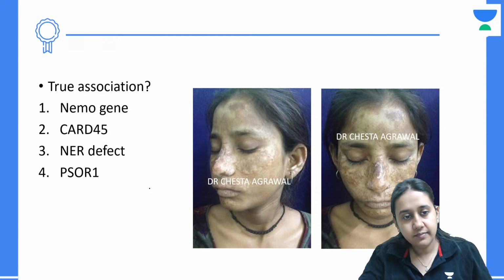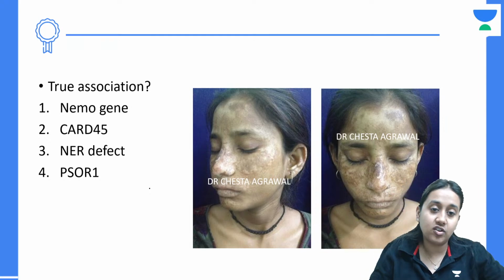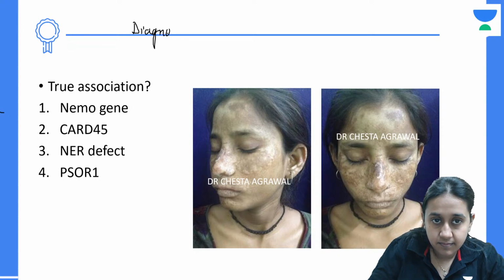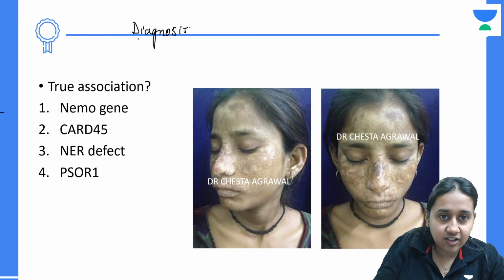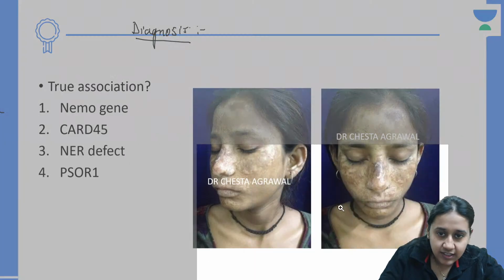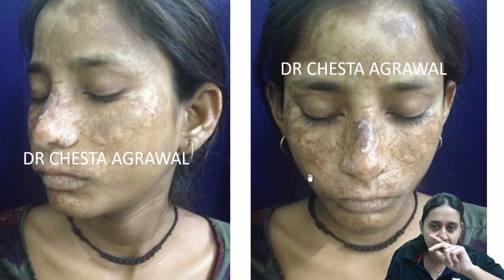What is the correct answer? True association. Can you tell me what is the diagnosis? If you can tell me the diagnosis, the answer becomes very easy. For that you need to look at the image. This is one of our own patients.